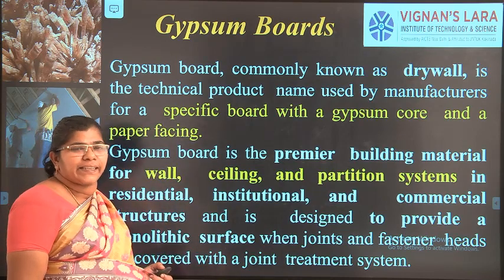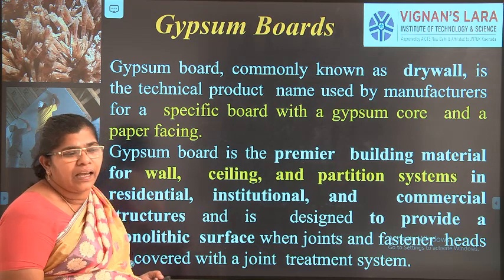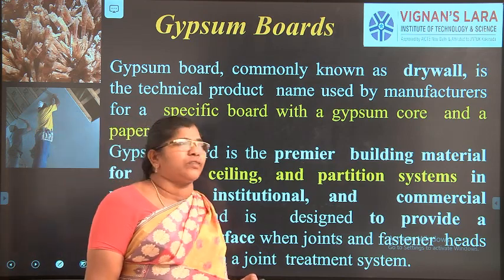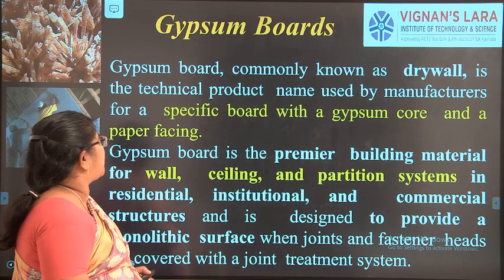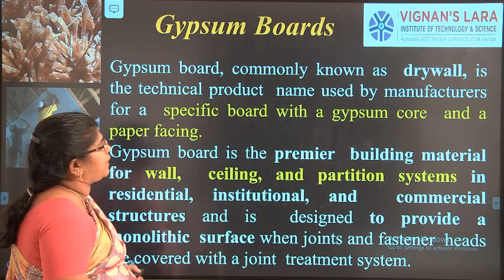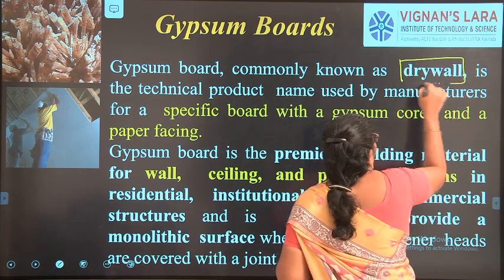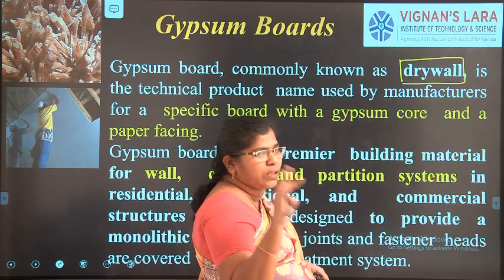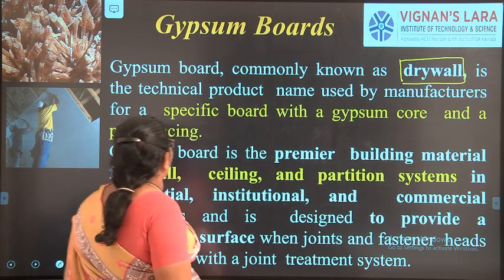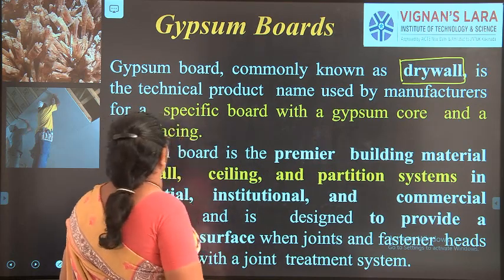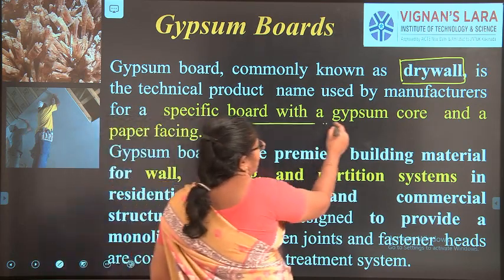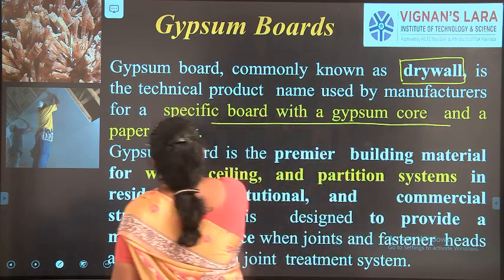In construction, civil engineering construction, the main and major thing that we use is the gypsum board. Gypsum board is commonly known as drywall. It is also called drywalls, and it is used as walls or roofs. It is a technical product named by the manufacturer for a specific board with a gypsum core and a paper facing.